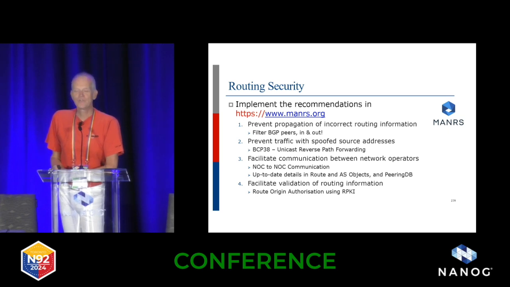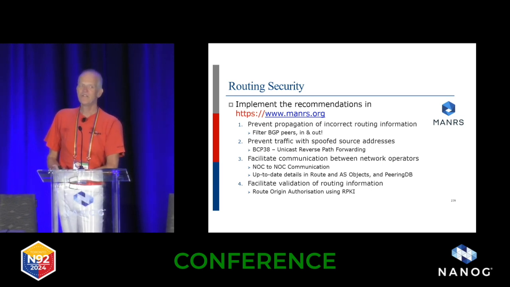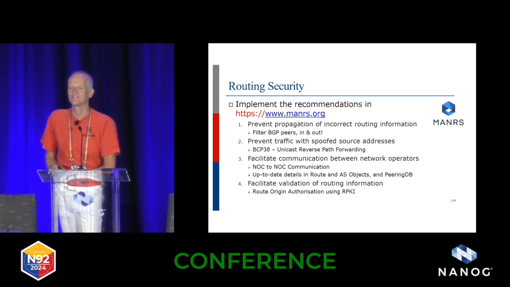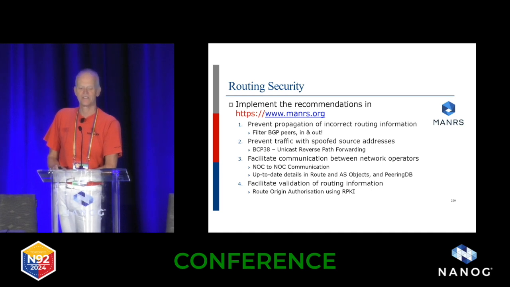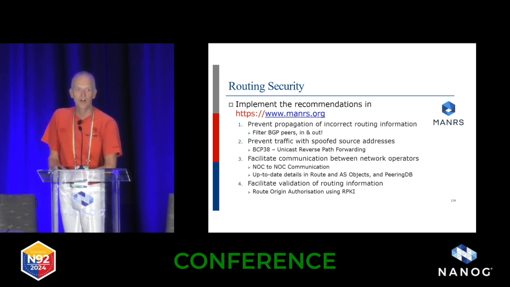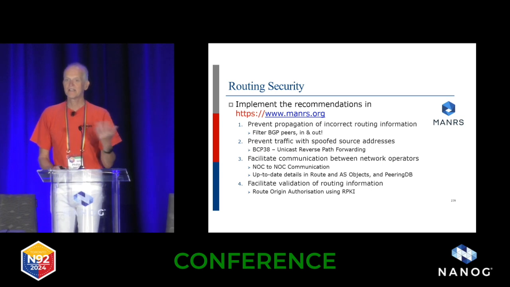Facilitate communication between network operators. Not everybody will go to a NOG. NANOG is big. Most countries around the world have their own NOGs, but not everybody goes to them. A lot of people don't see the value of sending the technical staff to NOGs. So put information in PeeringDB, please, or in the route objects, AS objects, internet registries, the regional registries, the internet routing registry. Put information in there so you're contactable, so somebody can get hold of you.